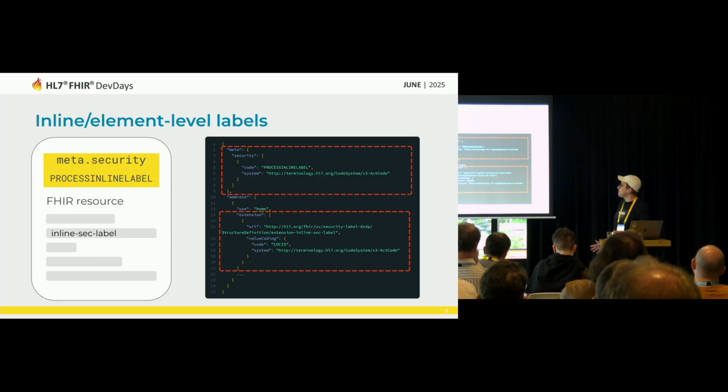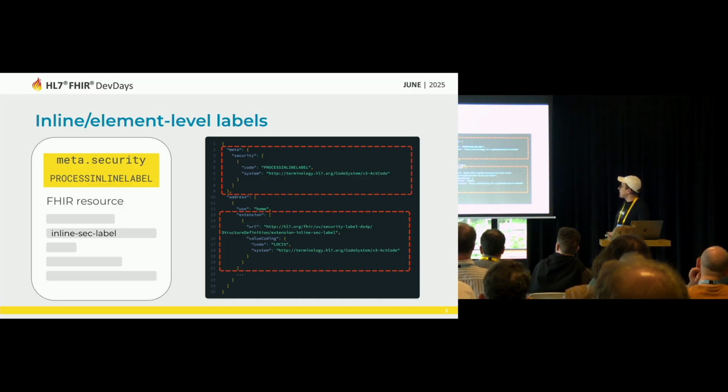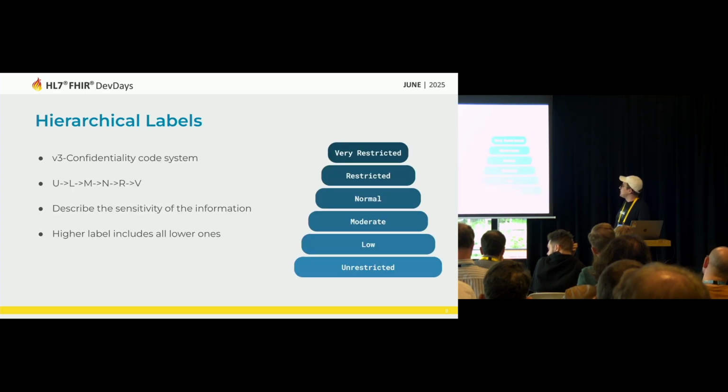And the second level is inline or element level labels. To use them, first of all, we need to put the process inline label in meta security to let the FHIR server know that inside the resource we have inline security labels, and then we need to attach the inline security label using an extension on a specific field. Again, here's an example, and we attach the location sensitivity label to a home address.